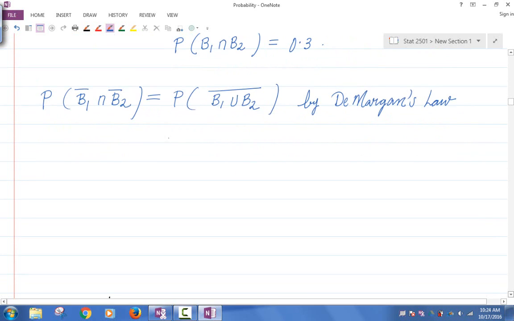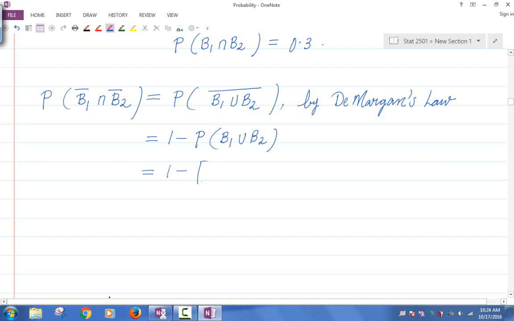And so now, what is the probability of something complement? What's the probability of A complement? It's 1 minus the probability of A, right? So this could be written as 1 minus the probability of B1 union B2, right? Are we okay?